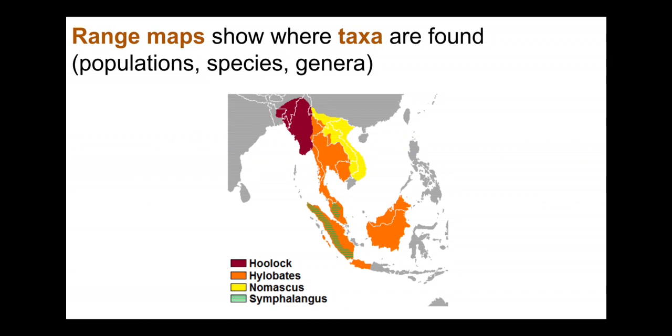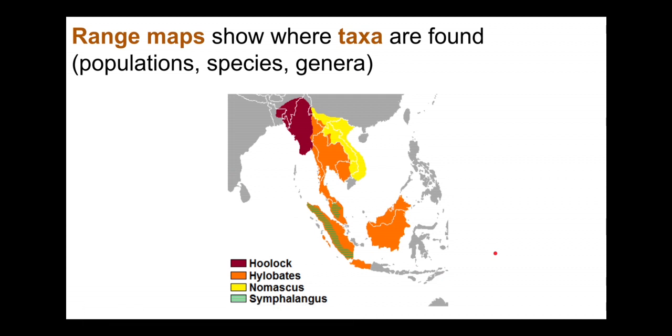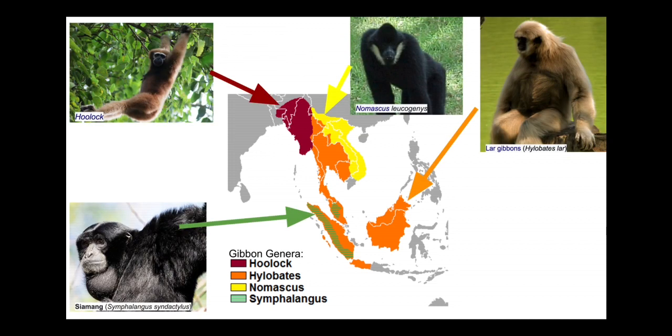This is a range map indicating where gibbons occur, and it's showing where these extant taxa are found in Southeast Asia. Range maps can be used for species or subspecies or genera. We'll be using them for species and subspecies. There are several genera, different genuses, to use a term that's not actually correct, different genera of gibbons and numerous species. They occur throughout mainland and island Oceania.